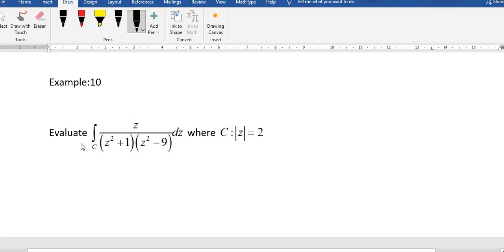So next question. Evaluate integration over C of z by (z square plus 1) into (z square minus 9), where C is the contour mod z equal to 2. Okay. So that means origin is center, radius is 2 units.